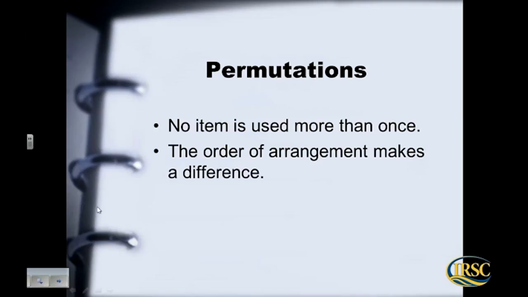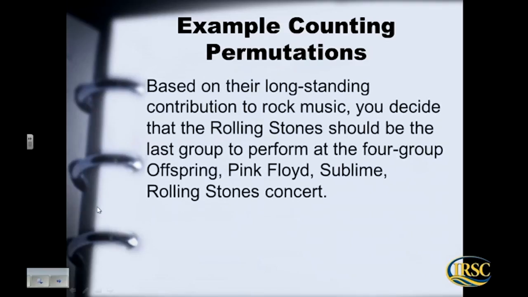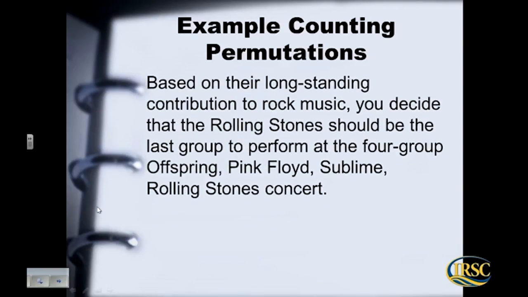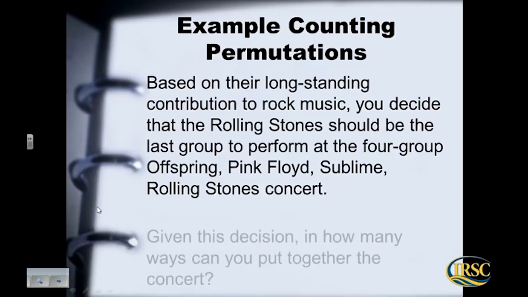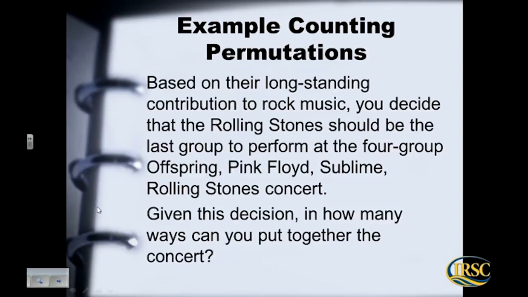Now, the other thing that I don't have here in this PowerPoint is that you're taking from one group of items. So based on their long-standing contribution to rock music, you decide that Rolling Stones should be the last group to perform at the 4-group Offspring, Pink Floyd, Sublime, Rolling Stones concert. Given this decision, in how many ways can you put together the concert? Now, this problem can actually be done very similar to what we already did with the fundamental counting principle.